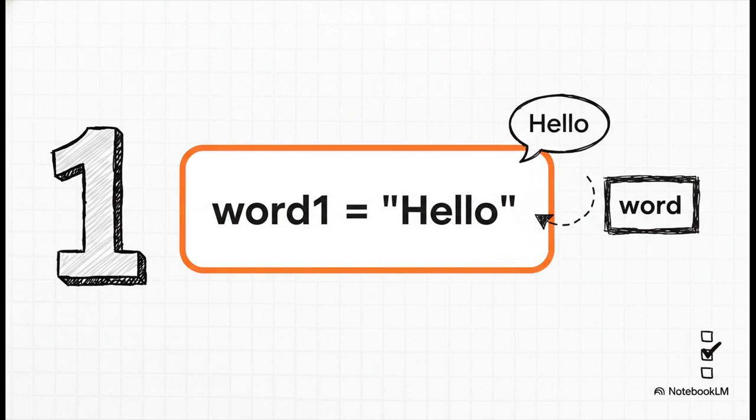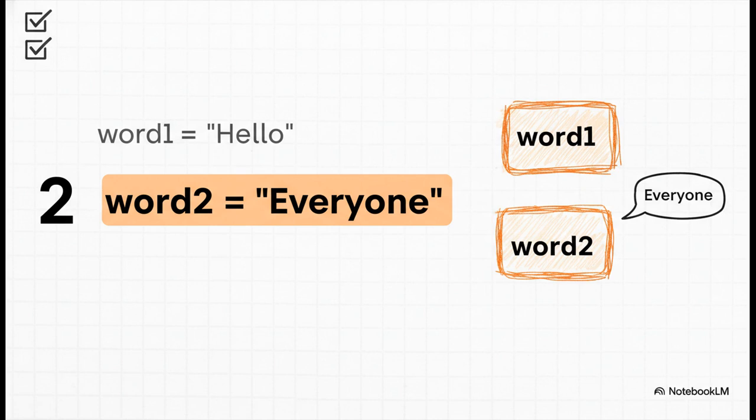word1 = hello. Done. That's it. One instruction from the question is now one line of our code. Easy. Okay, let's add to that. What was the second instruction? Oh yeah, store everyone in word2. So we just add the next line. word2 = everyone. We are literally just following the recipe, line by line.